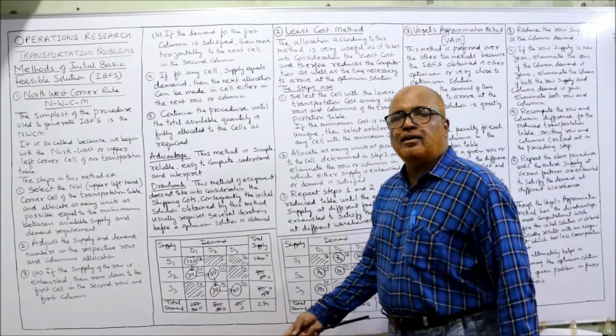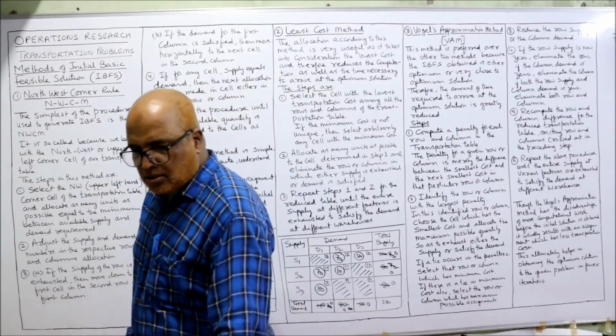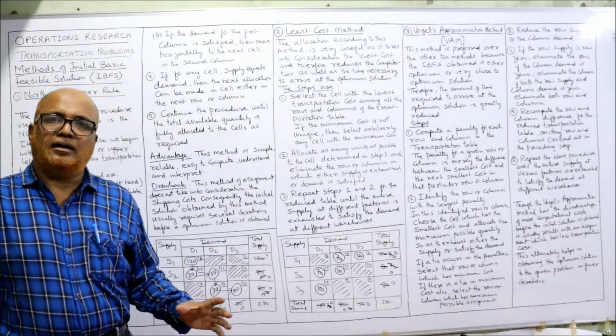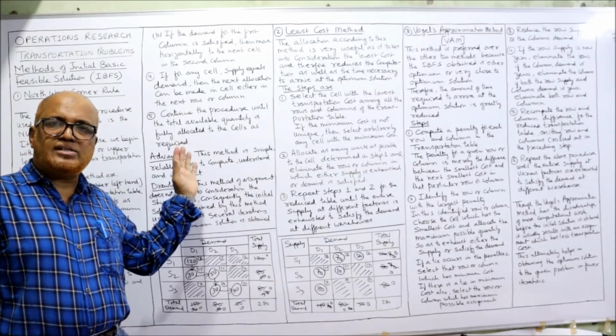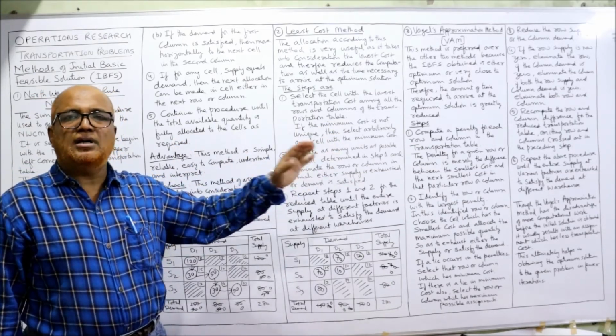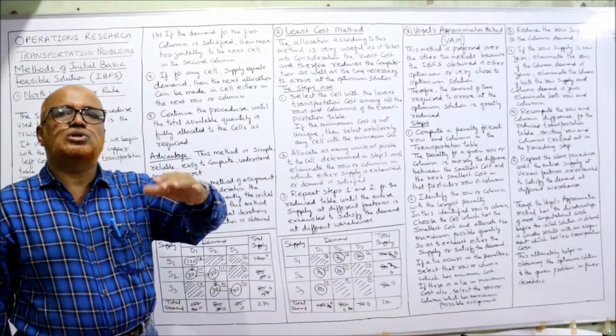So I have explained two methods: the northwest corner rule and the least cost method. Again, if you compare the northwest corner rule with the least cost method, least cost is better, because the optimum solution will be nearer.